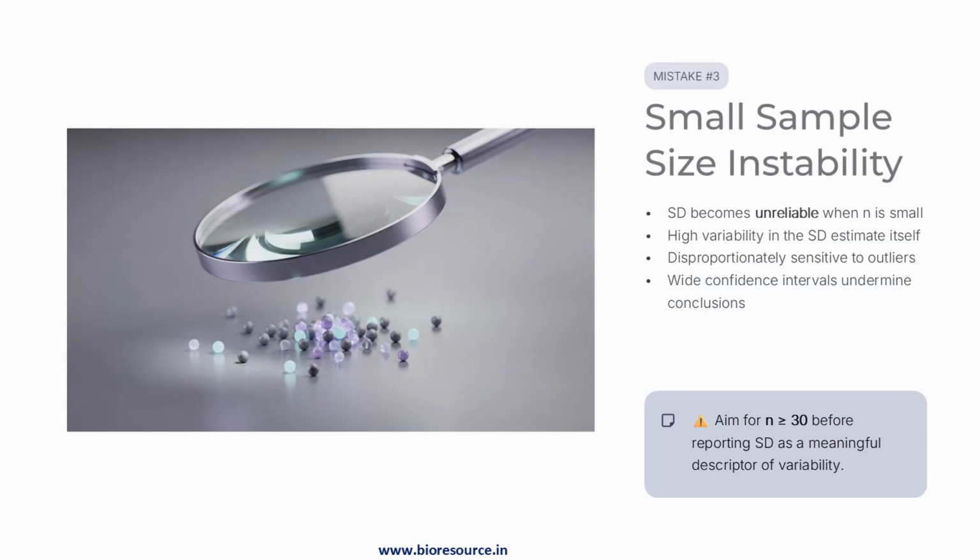With small sample sizes, standard deviation becomes unstable. A single value can significantly change the estimate, making the variability unreliable. This is why very small sample sizes should always be interpreted with caution. Let's see how this affects real experimental data.